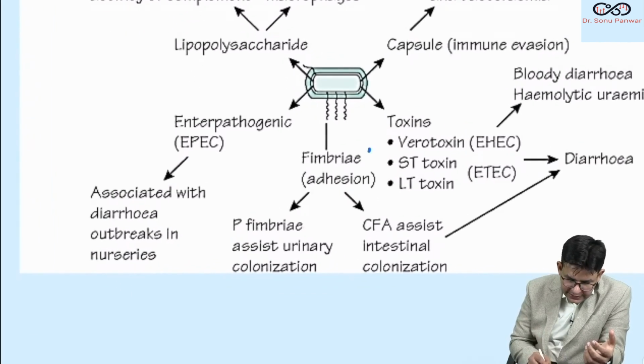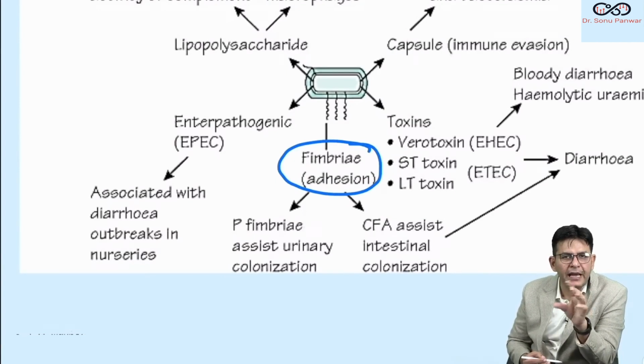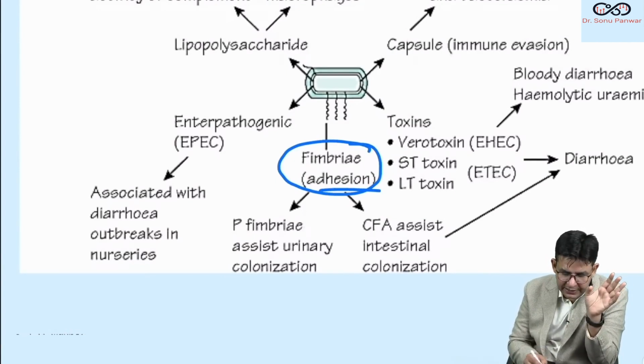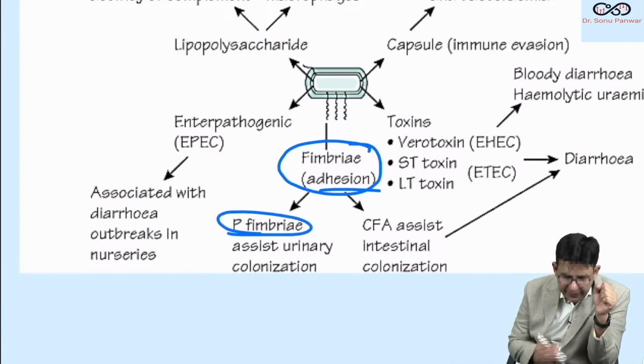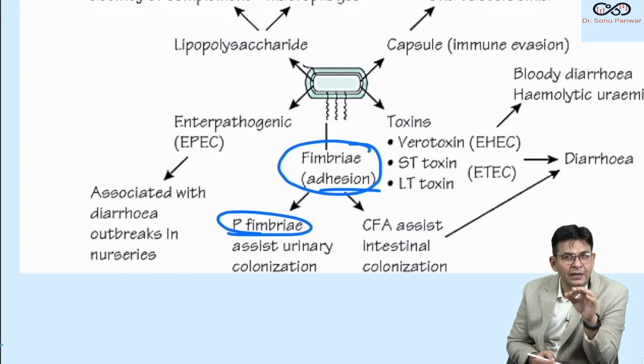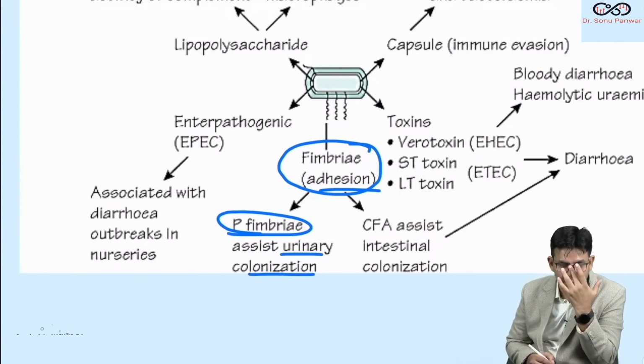See this particular one, guys. First of all, see this Fimbria. This was a NEET PG question also. Fimbria helps in adhesion. First point. And this particular P Fimbria is there in certain E. coli which attach to the uroepithelial cells, and that leads to UTI. This assists in urinary colonization, that you already know. So P Fimbria helps in adhesion.